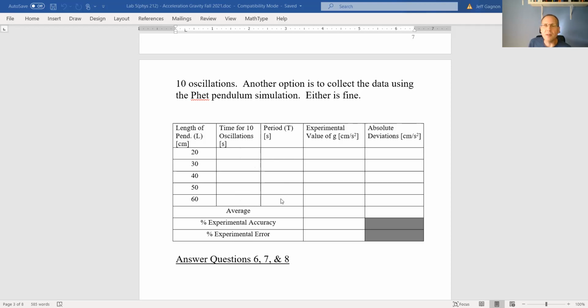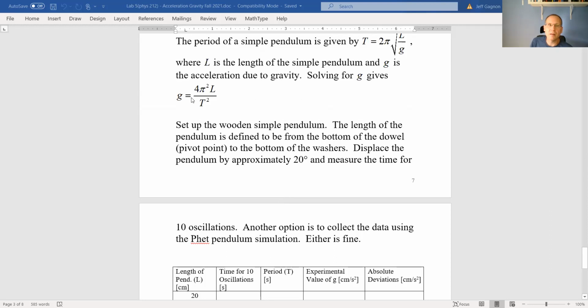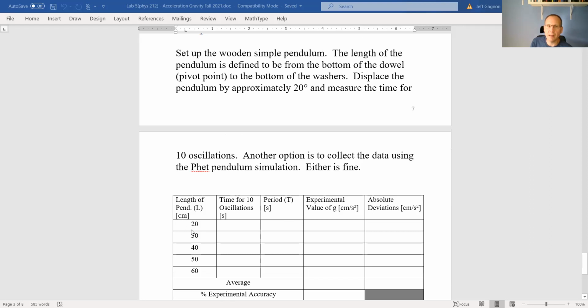Now using this formula, 4 pi squared L divided by T squared, you can plug in the length, you can plug in the period T, and you can calculate g for each of these conditions. And in theory, it's a constant, so it should be the same, but it's an experiment. It won't be exactly the same, but hopefully these will be fairly close. Now, just like you did up above, I want you to round this g value to the nearest whole number. So you might get 970 or 1002, whatever it is. So round these to the nearest whole number.